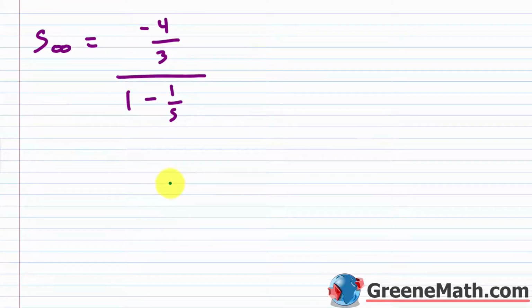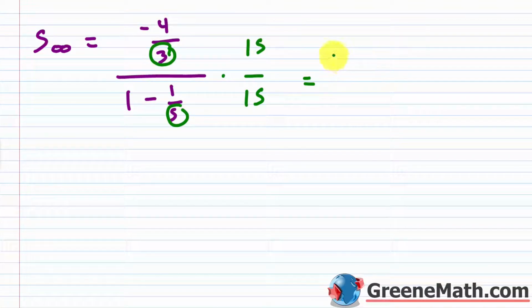Okay, so the fastest way to solve this is just to find the LCD of all the denominators. So you've got a 3 and a 5. So your LCD is going to be 15. So I'm going to multiply the top part by 15 and the bottom part by 15. So I'm just multiplying 15 by -4/3. Of course, the 15 would cancel with a 3 and give you a 5. 5 times -4 is -20.